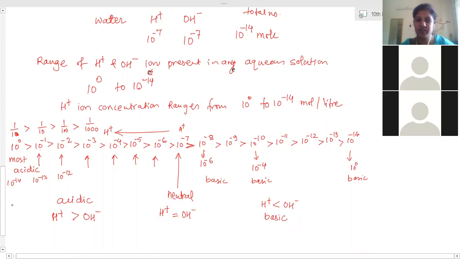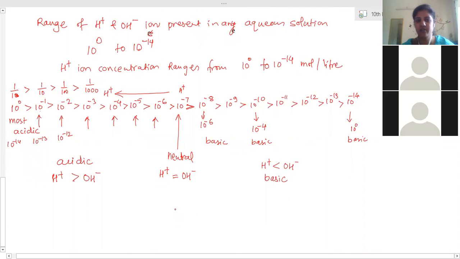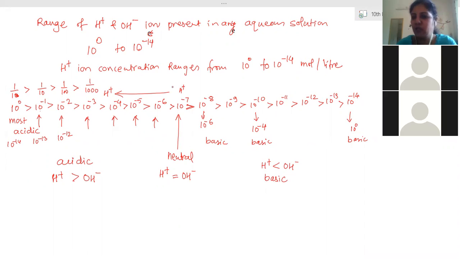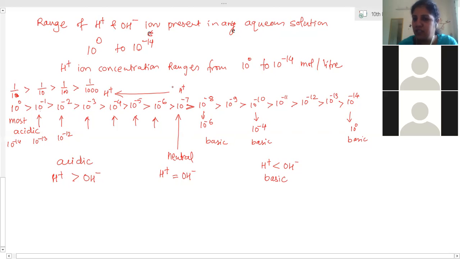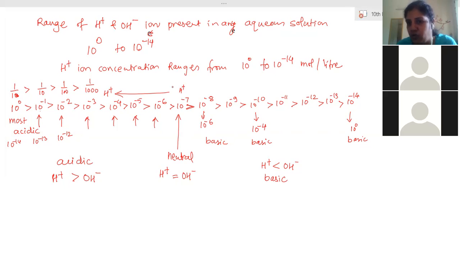So that means on a scale, what did you get? Whenever the H plus ion concentration is 10 to the power minus 7, it is a neutral solution. If the concentration of the H plus ions is more than 10 to the power minus 7, that means the values from 10 to the power minus 6 to 10 to the power 0, then all those are acidic solutions.